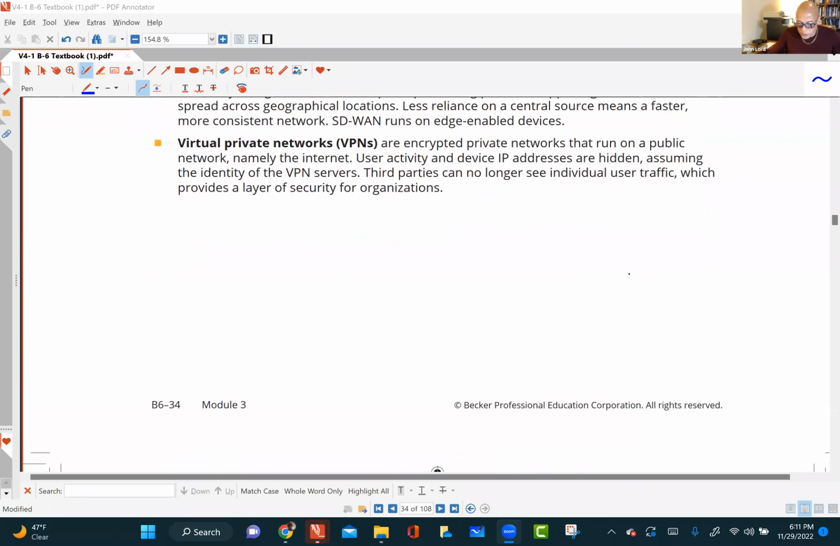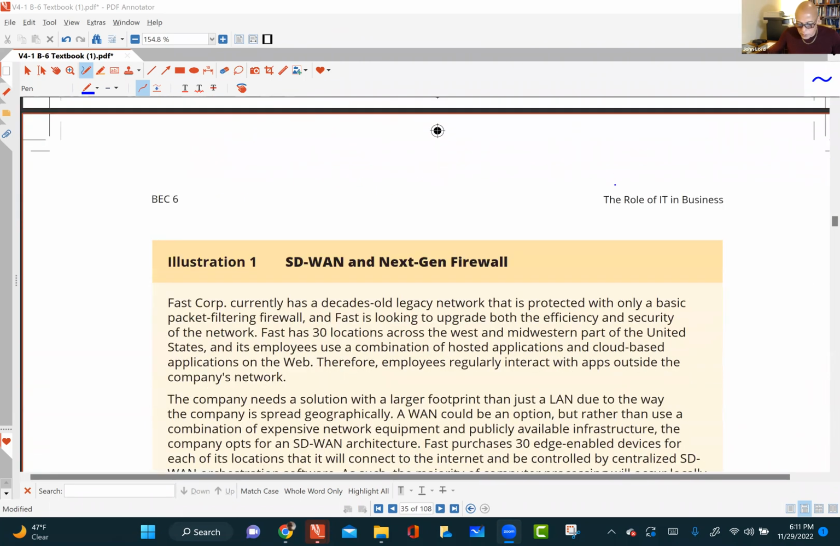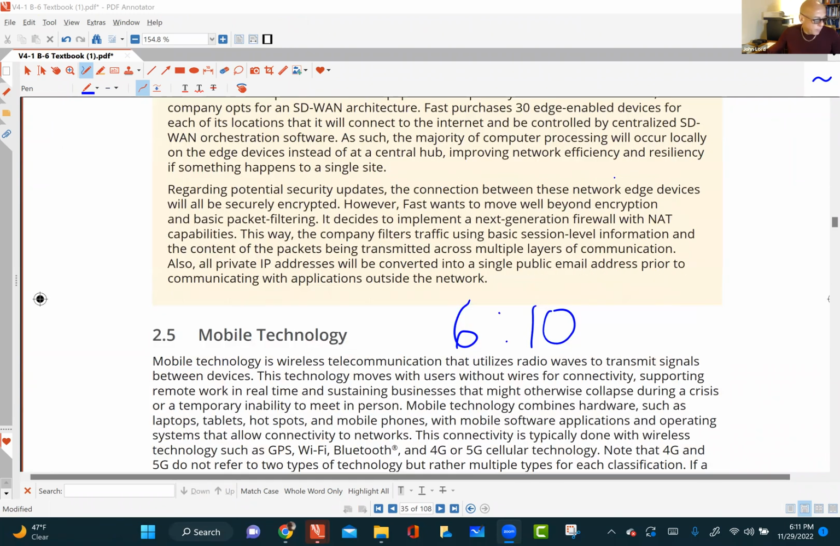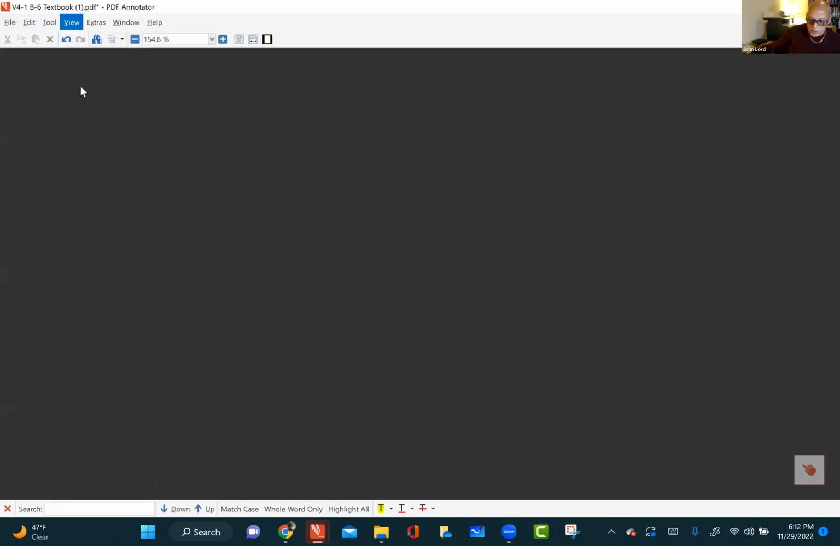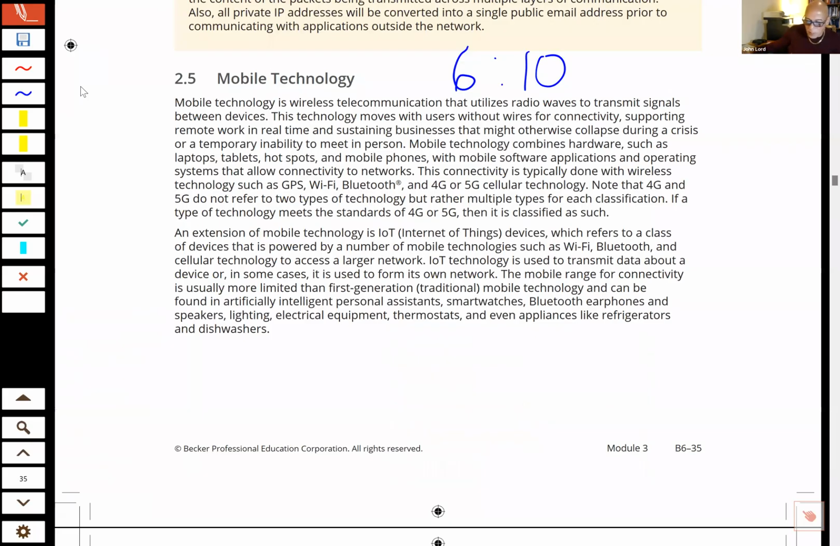So where we left off, I had asked you, we lost the markup now, but I'd asked you to flashcard common networks. And then we're going to come over and talk now about mobile technology. And I think we all got a crash course in mobile technology in 2019, 2020 with COVID, right? So let's take a look at what the text says about that.